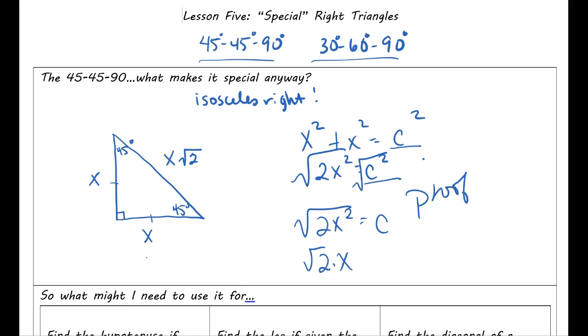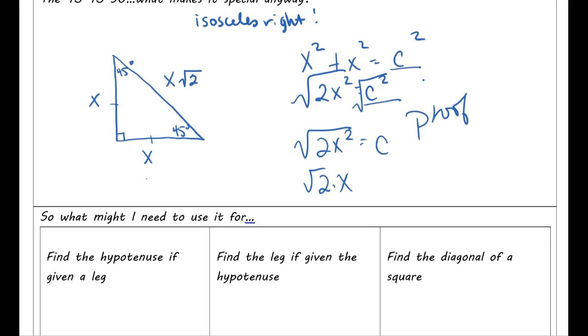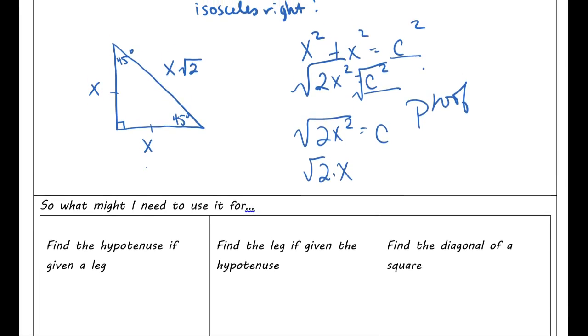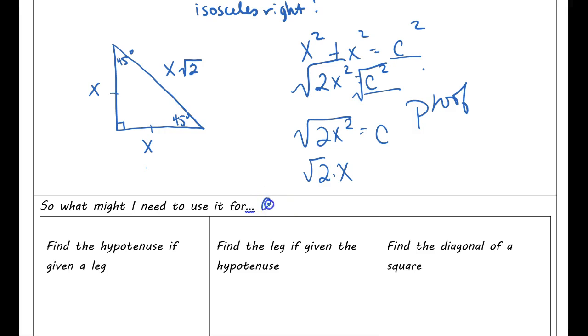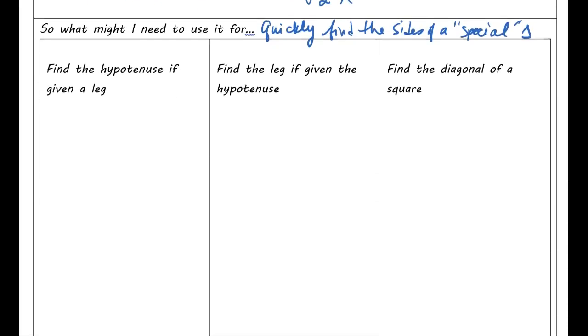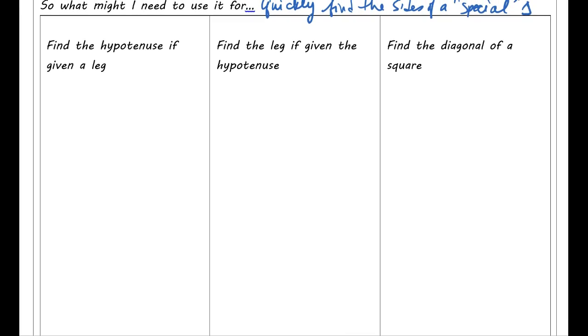So let me show you how you will want to use this, okay? What you're going to use it for is to quickly find the sides of a special triangle. Okay, that's why we're doing this. It's so that we can quickly find the sides and not have to use Pythagorean theorem every single time if we notice those angles, okay? So the first example is going to be find the hypotenuse if you're given a leg.